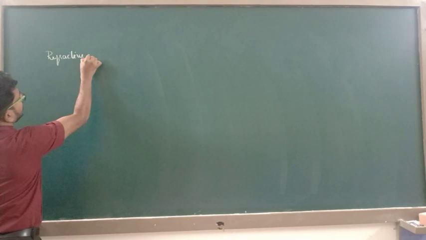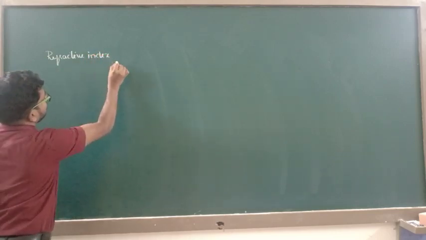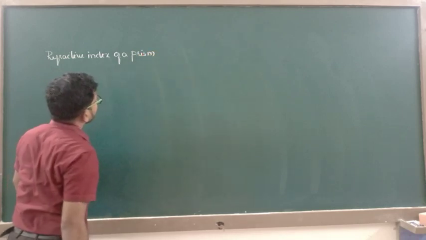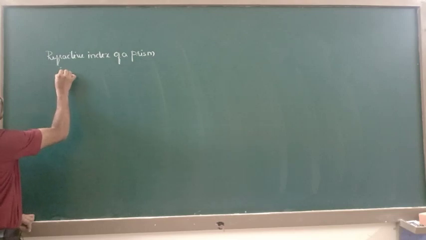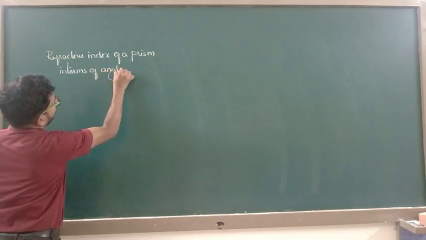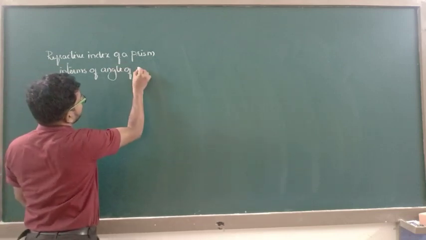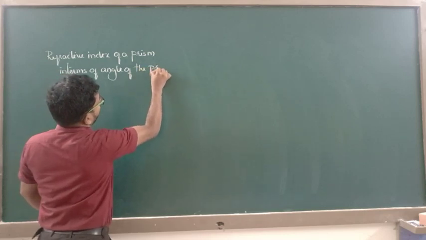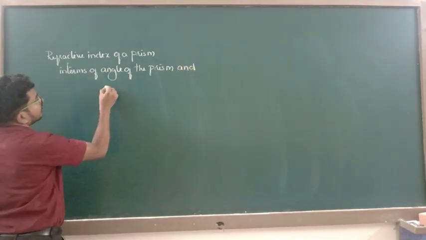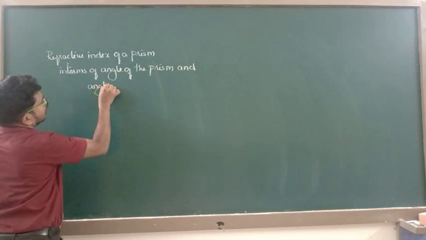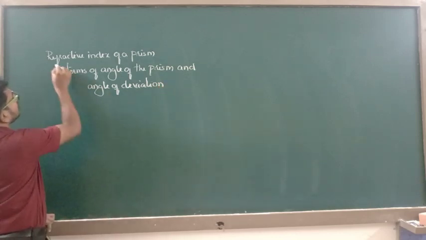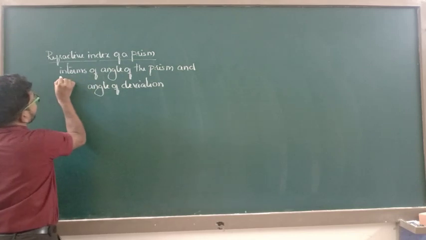A refractive index of a prism in terms of angle of prism and angle of deviation. A refractive index, it is represented by small n.